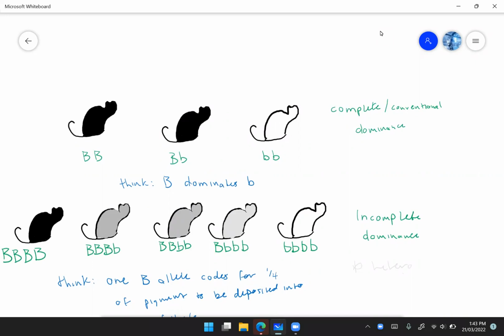We see at the B locus, for example, in cats, which has to do with the color of their fur, a capital B allele and a lowercase b allele. Capital B is dominant to lowercase b. An individual who's homozygous dominant will show the corresponding phenotype. A homozygous recessive individual will show the corresponding phenotype. But a heterozygous individual will show the dominant phenotype, because they have a dominant allele and it dominates the recessive allele.